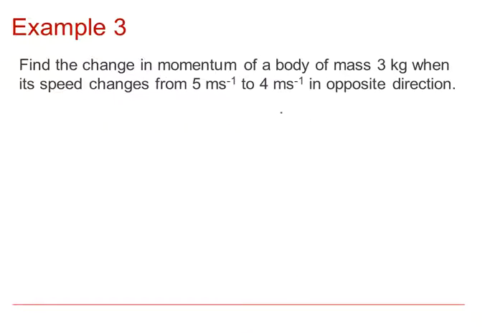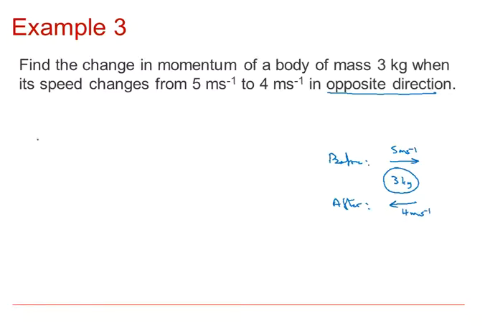Need to be a little bit more careful in this question because it's going to end up going in the opposite direction. So find the change in momentum of a 3 kilogram mass when its speed changes from 5 meters per second to 4 meters per second in the opposite direction. And this is where a diagram becomes even more important. So we've got a 3 kilogram mass. Before anything happened, it was going at 5 meters per second, and after the change it was moving in the opposite direction. Make sure the arrow is pointing backwards at 4 meters per second.